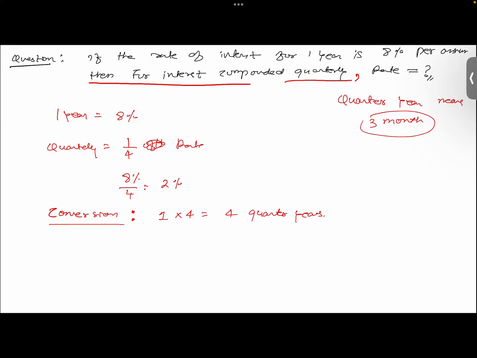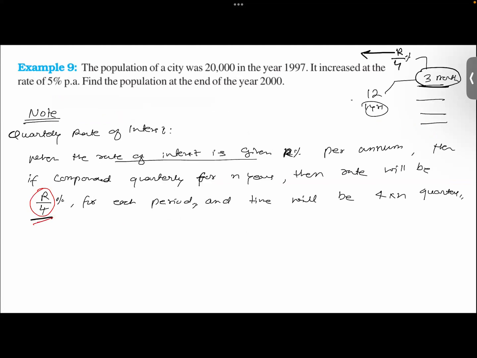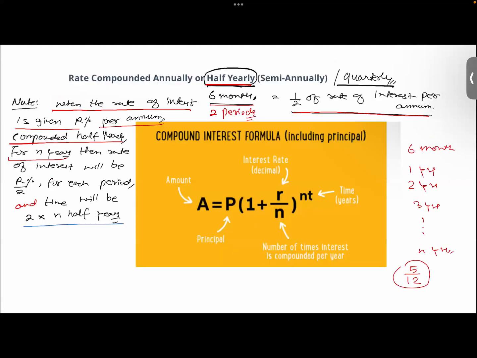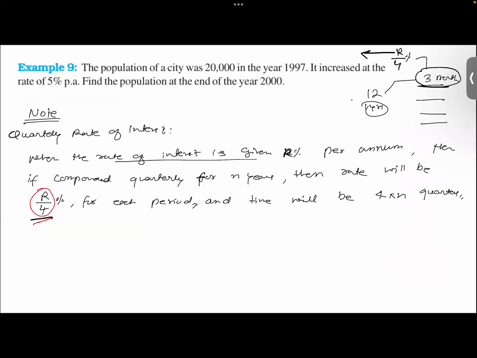Okay. So note, remember the two concepts very carefully here. Whenever it's given for half yearly, you will simply halve the rate percent, and then calculate it. And in that case, there will be 2 conversion periods of 6 months each, right? Okay. Yes, sir.